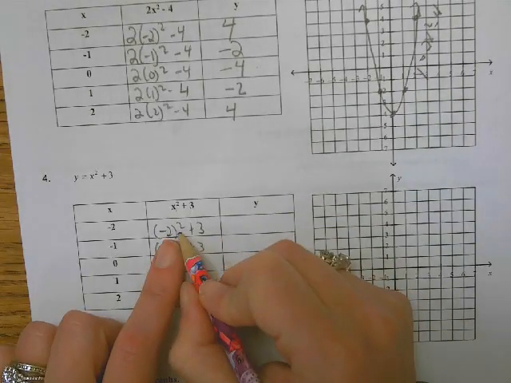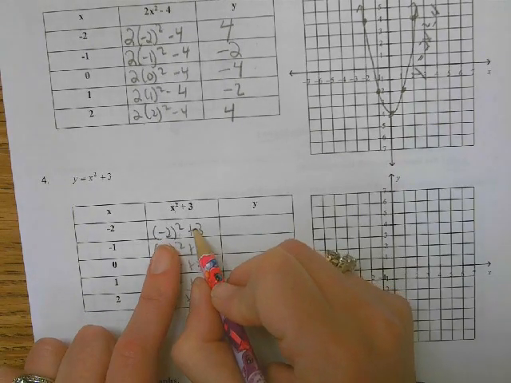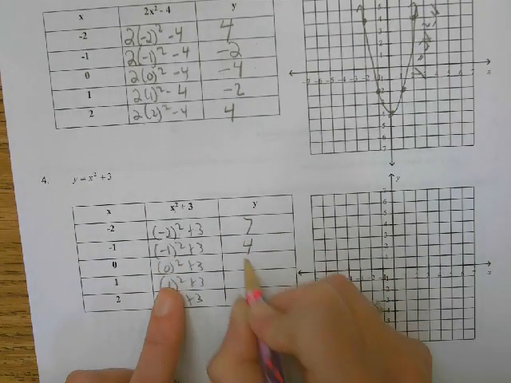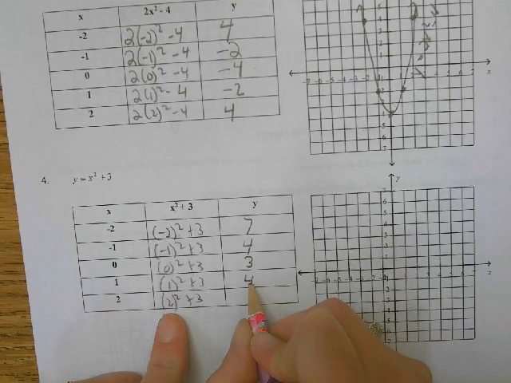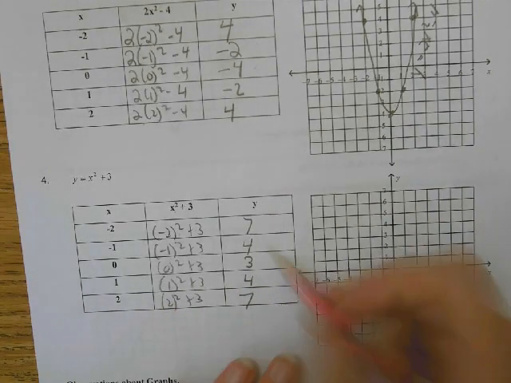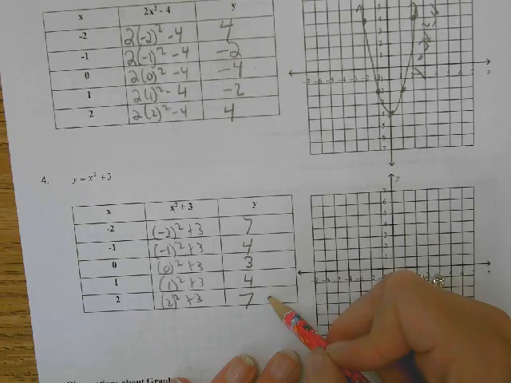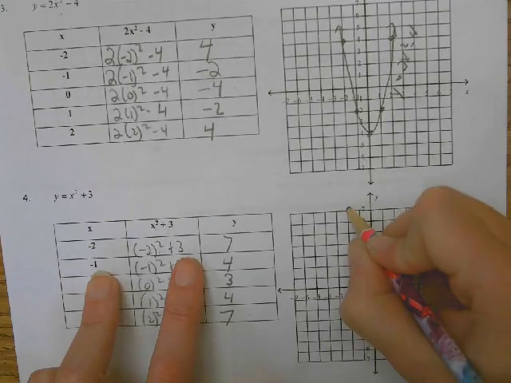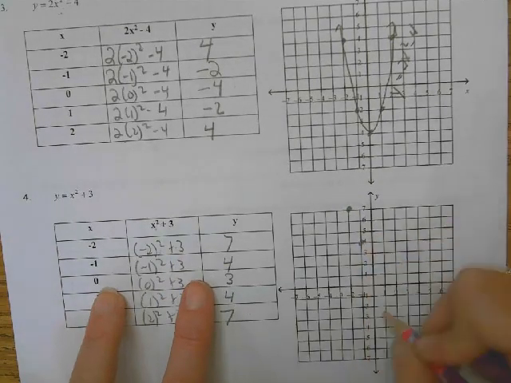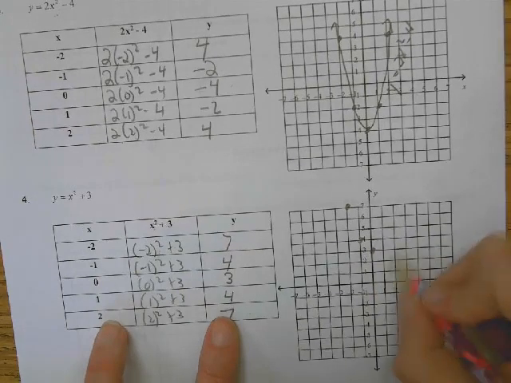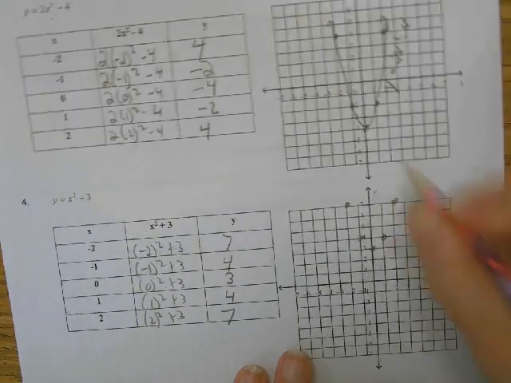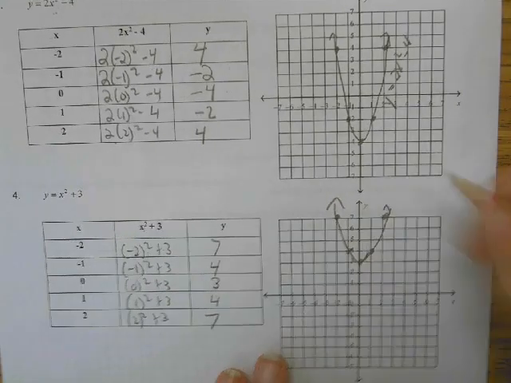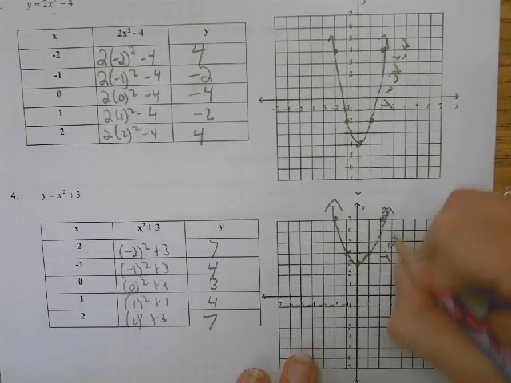So positive 4 plus 3 is 7. 1 plus 3 is 4. 0 plus 3 is 3. 1 plus 3 is 4. 4 plus 3 is 7. Has that same pattern, kind of goes down and comes back up. So I'd imagine my graph would go down and come back up. And it does. My graph goes down and comes back up with a curvy U shape. It gets a label.